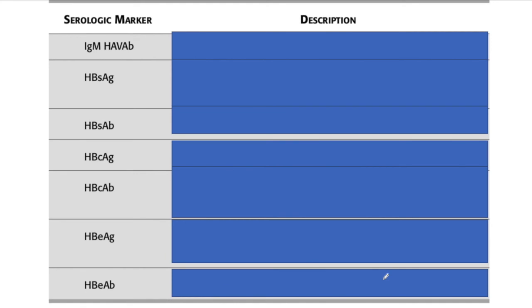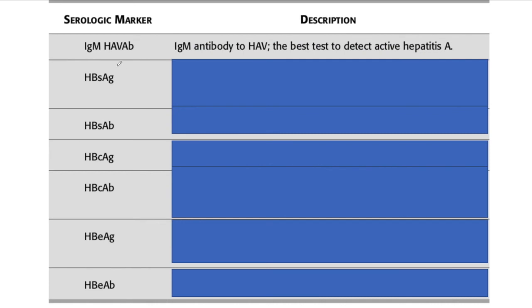So here are some of our serologic markers. Our Hep A IgM antibody is the best test to detect active hepatitis A. Hepatitis A never goes chronic, so we don't really look for IgGs in a patient with Hep A, right? Because if our patient has hepatitis and we see IgGs, Hep A is not the cause because it doesn't go chronic. Okay? Hopefully that makes sense.